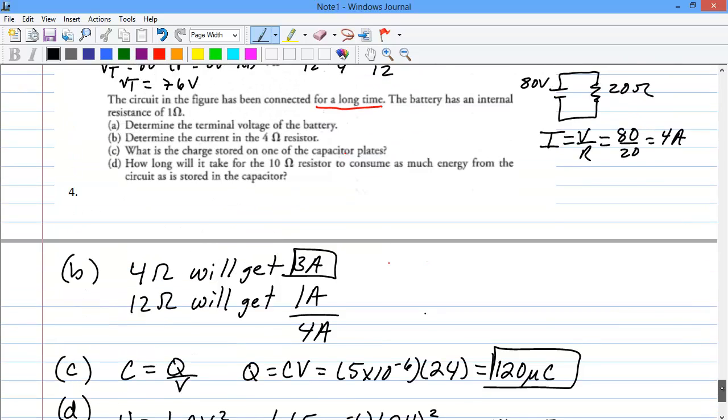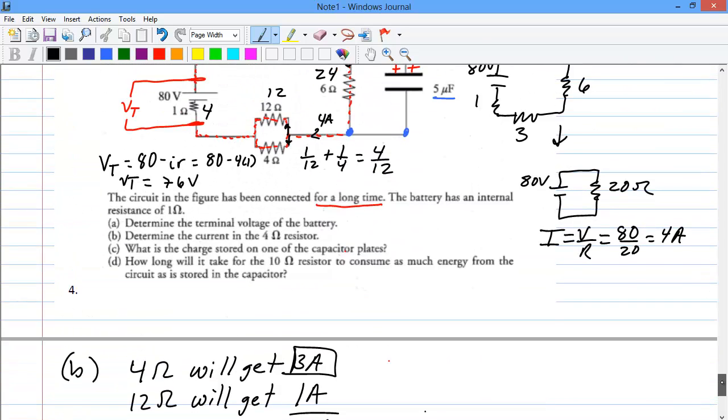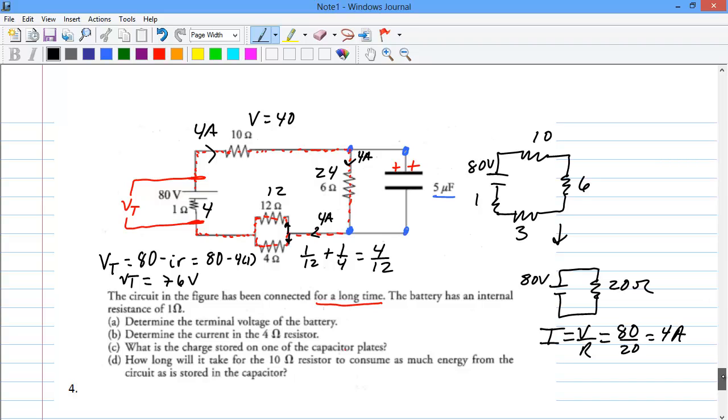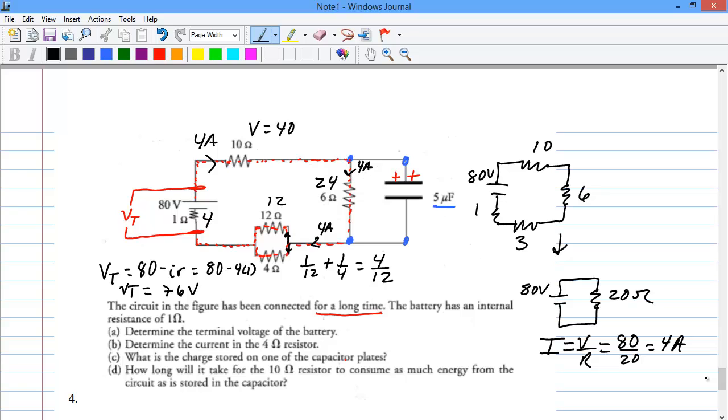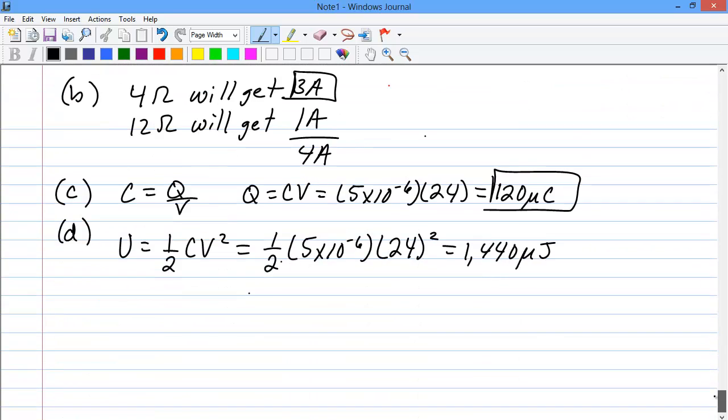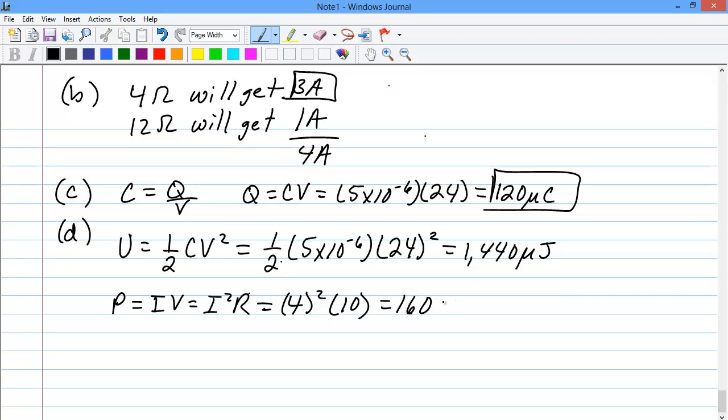So now I have to find the power dissipated by the 10 ohm resistor. Well, remember that power is equal to IV, or I squared times R. I know that the current going through the 10 ohm resistor is 4, and then it's a 10 ohm resistor, so that's 10. So I get 160 watts.